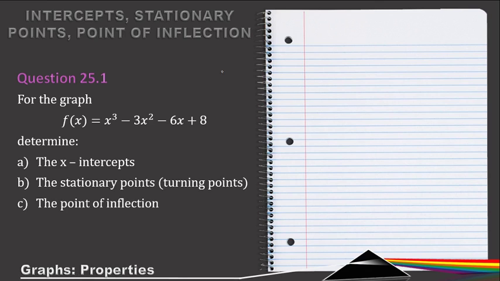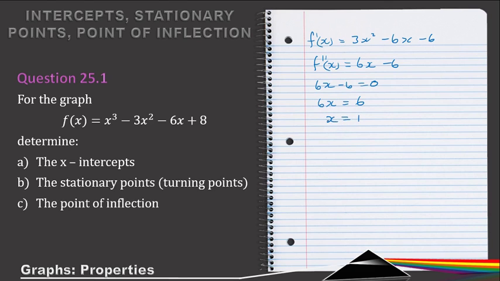Okay, so now for the point of inflection. The point of inflection, we need the second derivative. Okay, so let's just quickly find the first derivative again. We've got 3x squared minus 6x minus 6, and then the second derivative is equal to 6x minus 6. Alright, and then if I equal this to 0 and solve for x, so 6x is equal to positive 6, divide both sides by 6, x is equal to 1.